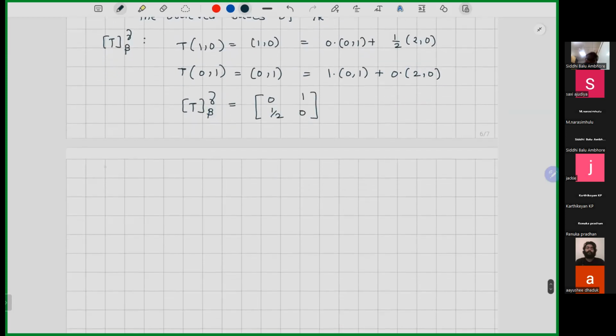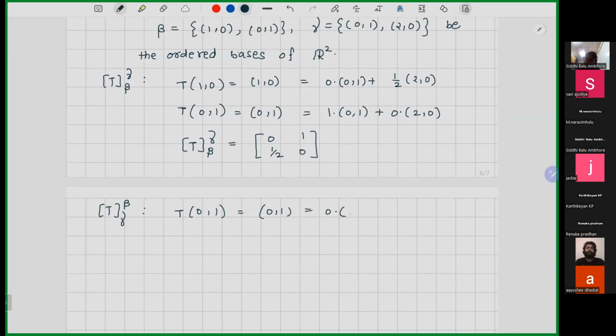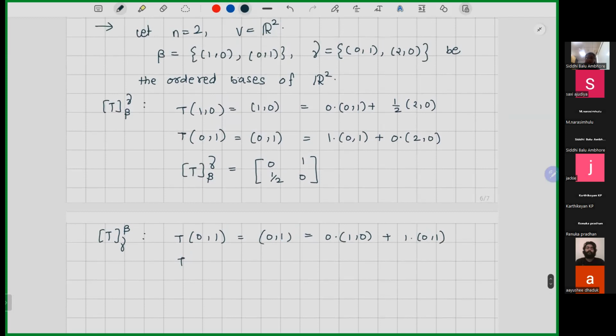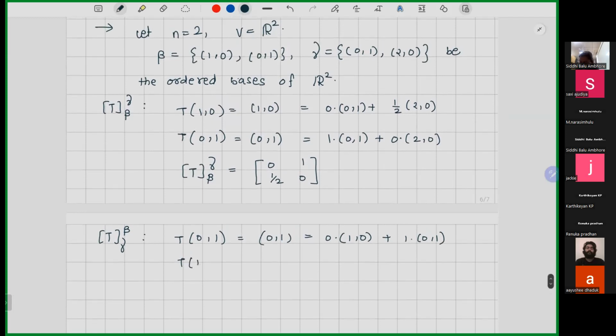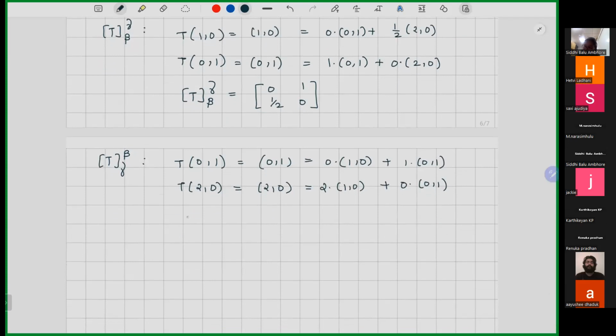And now I will do the other way around. Now I will do the calculation for gamma to beta. The basis element T of (0, 1) is (0, 1), and if I want to write this as a linear combination of elements of beta, then it is 0 times (1, 0) plus 1 times (0, 1). And this is my beta. Now T of (2, 0) is again (2, 0), and it is 2 times (1, 0) plus 0 times (0, 1). And what now is T gamma beta? This is now [0, 2; 1, 0], right?